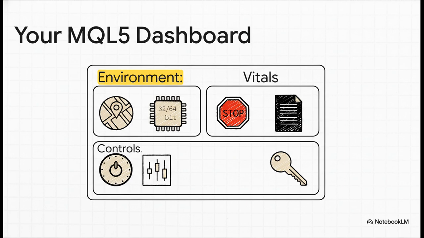So, quick recap of our dashboard. We've got our environment gauges, like _Symbol and IsX64, to give us that crucial situational awareness. We have our vital warning lights, like _StopFlag and _UninitReason, to ensure safety and help us with diagnostics. And we have our fine-tuning controls, like the applied price constants and _RandomSeed, to give us precision. These aren't just random variables, they are your instruments for total control.